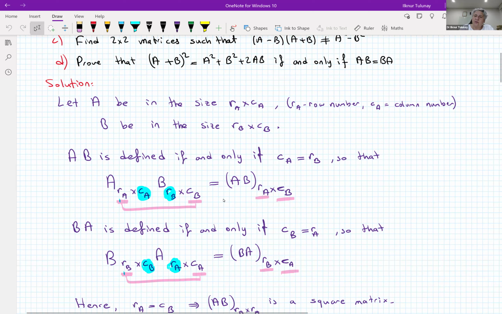We know by the definition of matrix multiplication that the rows of the first matrix have to be multiplied with the columns of the second matrix with the dot product. So the number of columns in the first matrix should be equal to the number of rows in the second matrix. This is the definition of matrix multiplication.